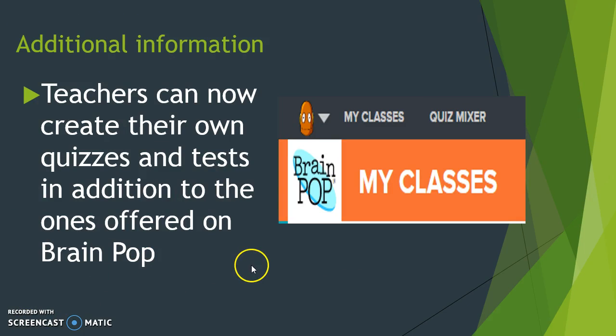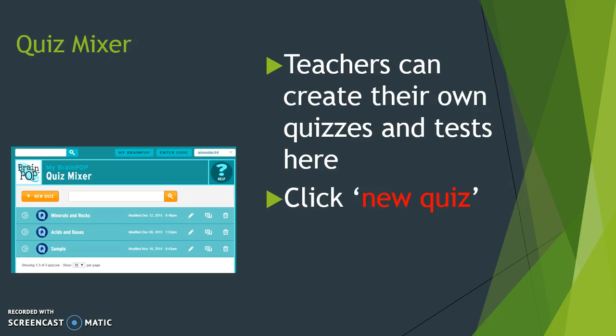Now that we've had our students join our classes, we have the ability to go to QuizMixer. QuizMixer is going to be up in the upper left-hand corner of the home screen. It's going to allow us to either use the BrainPop quizzes, as we always have, or create our own. So now you're going to create your own quiz and test here.